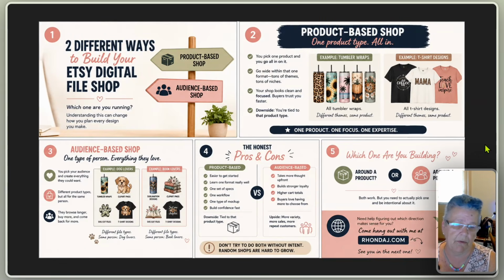Same way if you just do PNG designs for t-shirts. You're not selling tumbler wraps and clip art and different things. You are selling t-shirt designs. That's it. You go wide within that one format, tons of themes, tons of niches, but the product type stays the same. The upside is that your shop looks clean and focused, and people who need that specific thing tend to trust you faster because you clearly know what you're doing.